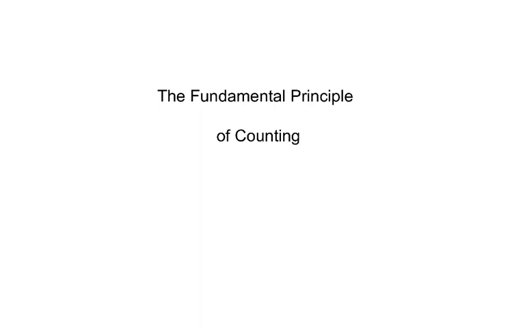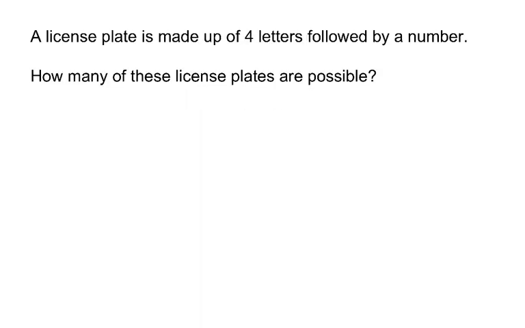The way that I like to say this is, how many choices do you have for each space? Multiply those together. Let's take a look at an example. A license plate is made up of 4 letters followed by a number. How many of these license plates are possible? That is, how many of them could there possibly be?